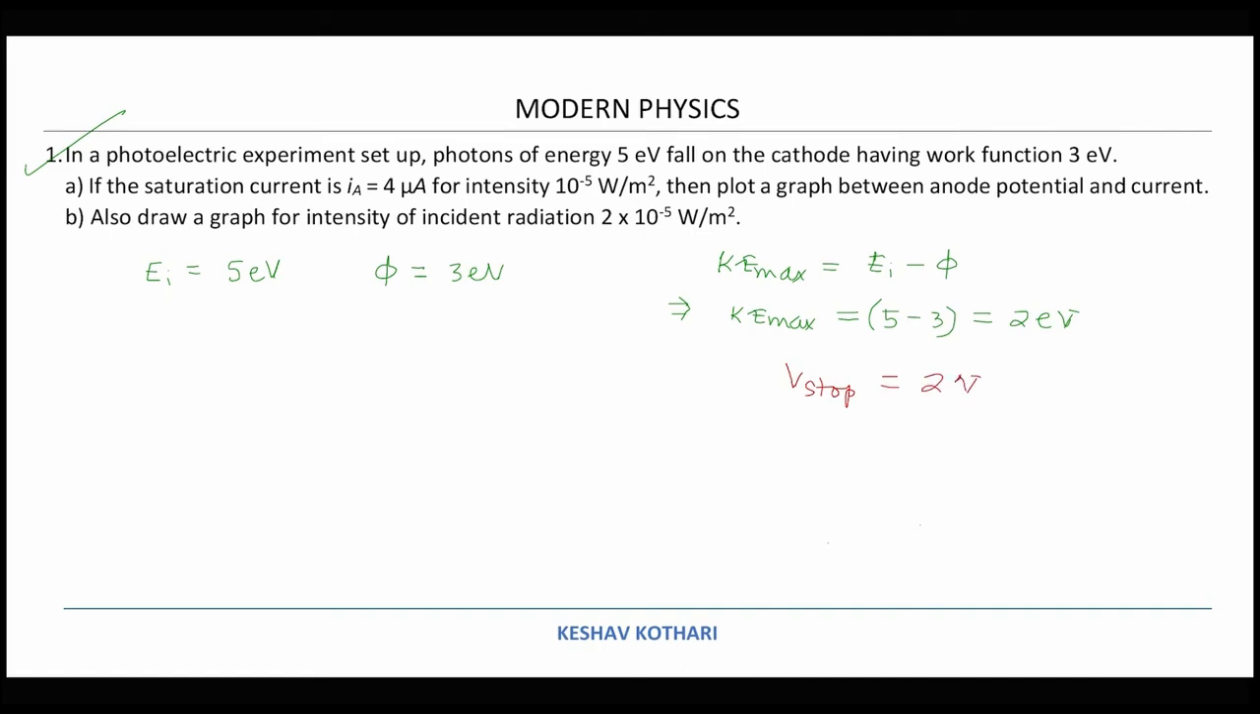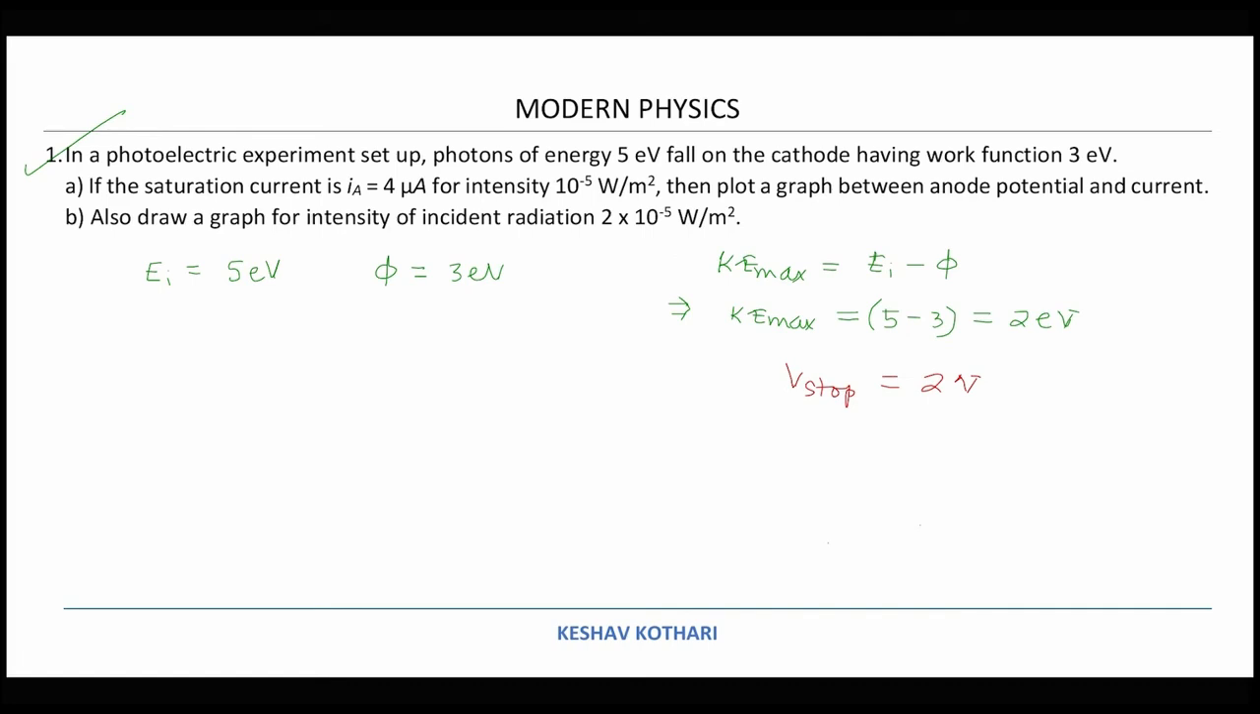So from here the question, if we read the first one: if the saturation current is 4 microampere for intensity 10 to the power minus 5 watt per meter square, then plot a graph between anode potential and current. And B part is asking, also draw a graph for the intensity of incident radiation 2 into 10 to the power minus 5 watt per meter square.